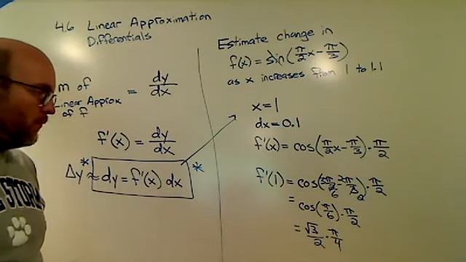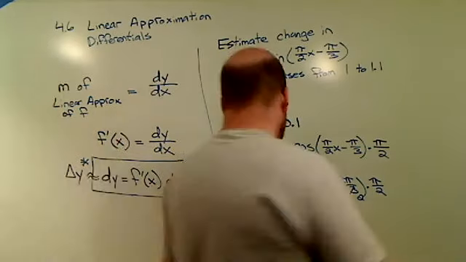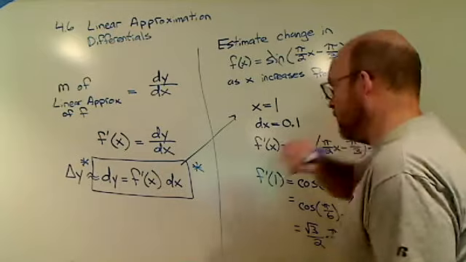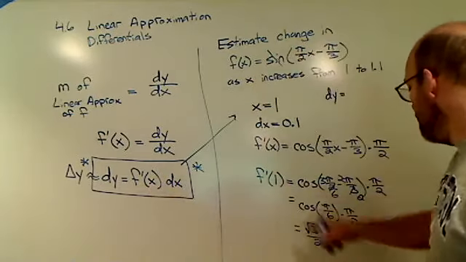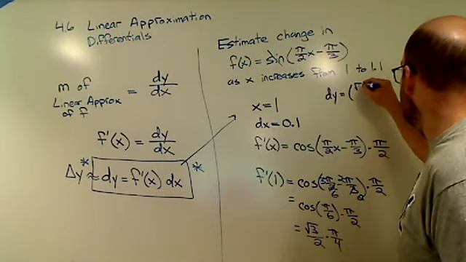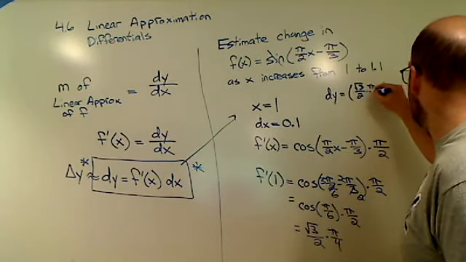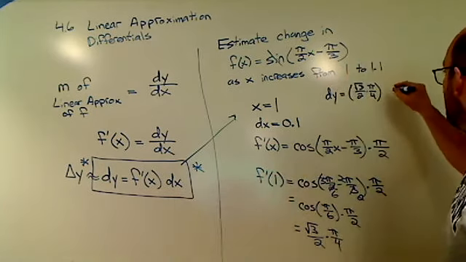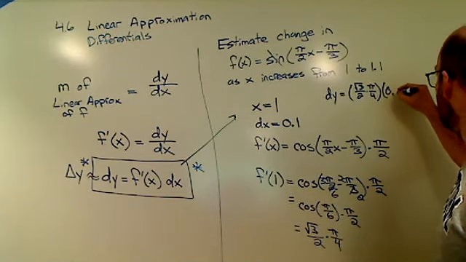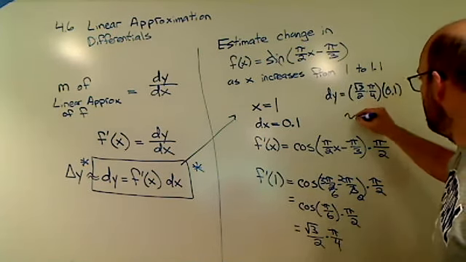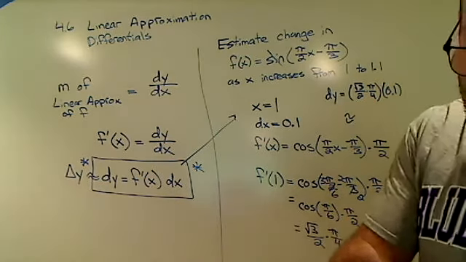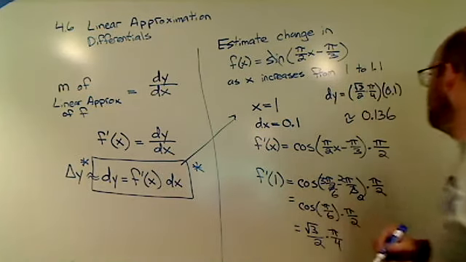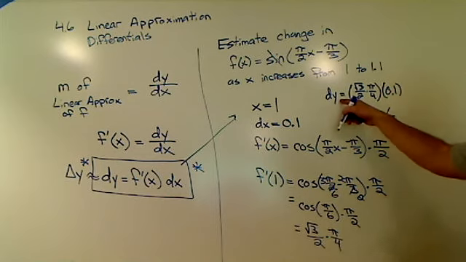Okay. So finally, we have to put it all together. So the differential dy is equal to, excuse me, this value f prime of 1 that we just found. So it's the square root of 3 over 2 times pi over 4. And then we also have to multiply it by dx, which we found to be 0.1. Okay. And that ends up being, check my notes here, about 0.136. So that's what we're using to estimate.